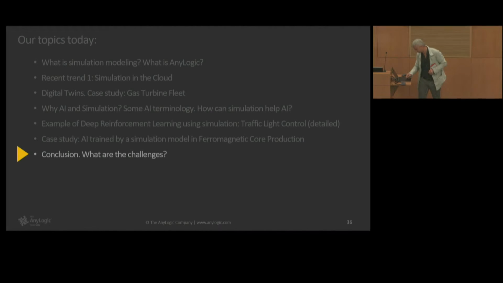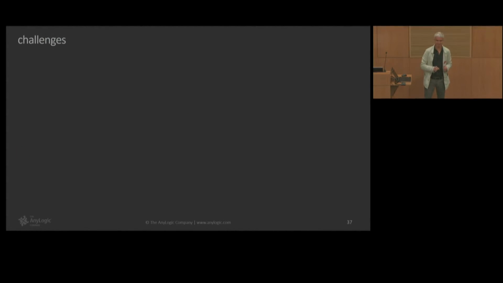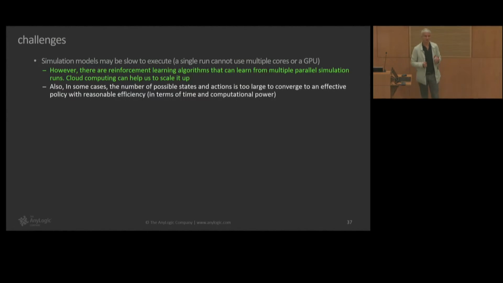Conclusion. Challenges. There are many. First of all, simulation, especially dynamic simulation models, are comparatively slow to execute. Even if, let's say, a simulation cycle takes 1 second, this already can be too long to train a neural network that might need millions and millions or billions of cycles to learn. So that is obviously a challenge.